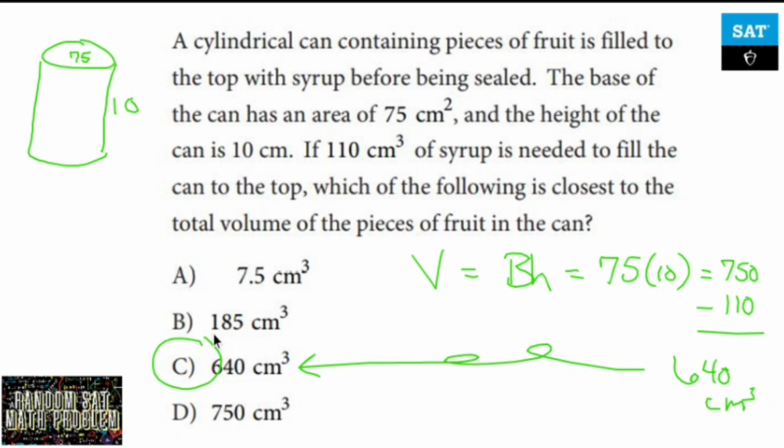My answer is C. C for can, C for cylinder, C for crazy, C for cantaloupe. That's a fruit. The answer is C.